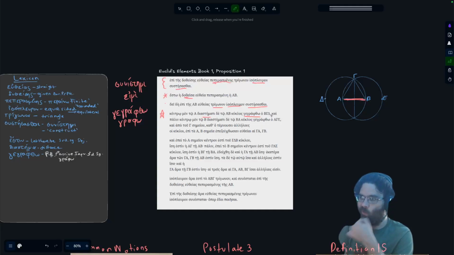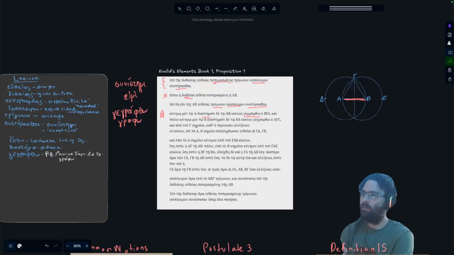And then the next part is very similar. Kai palin kentro men to beta diastemati de to beta alpha kuklos gegraphtho alpha gamma epsilon. So again, let the circle alpha gamma epsilon have been drawn with the center beta at a distance or radius beta alpha. So now we're talking about this part right here.